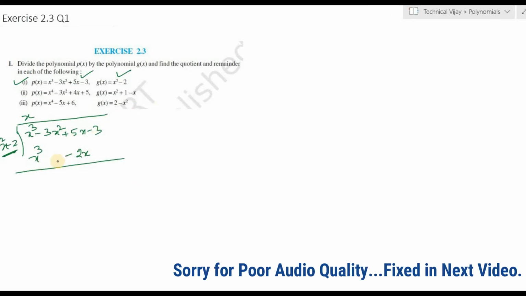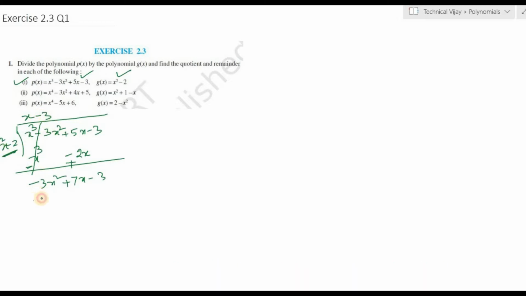So now x cube minus 2x. How will we subtract? Interchanging the signs, this is plus. So x cube and x cube cancel. Minus 3x square will remain like this only, and this is plus 7x minus 3. Minus 3 into x square gives minus 3x square, and minus 3 into minus 2 gives plus 6, so plus 6 we will write here. So this is cancelled. Interchanging the symbols, we get 7x minus 9. So this is remaining.